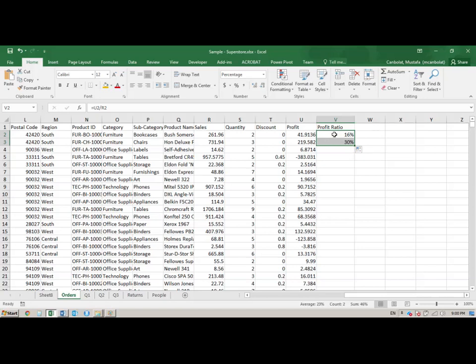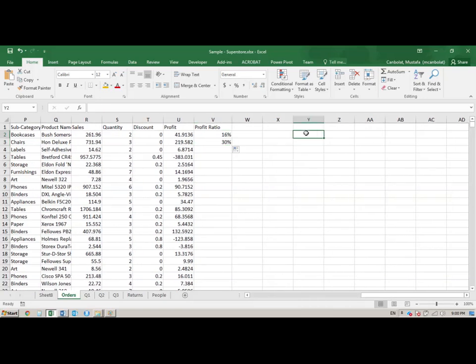These profit ratios are called unaggregated profit ratios. They are profit ratios per transaction, and sometimes this could give us a wrong result if I just directly use these profit ratios calculated here. How? Let's give an example. Let's say there's company 1, with a sales amount and profit amount. The sales for this company is $100, and let's say the profit is $20.